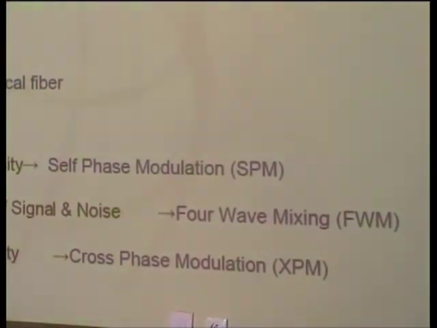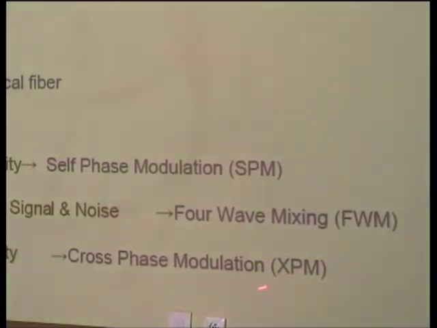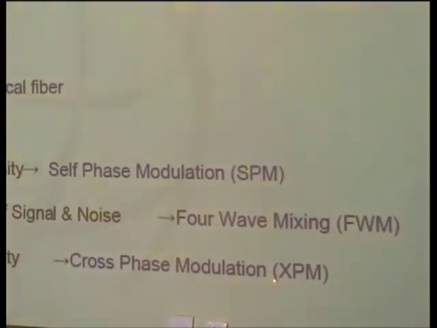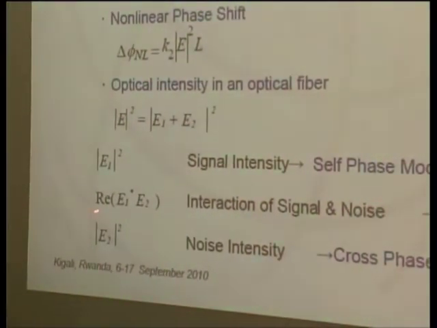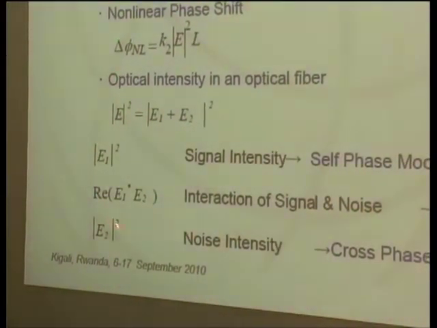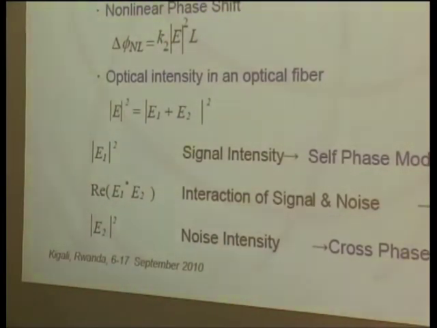So I describe here noise intensity. This means the cross-phase modulation. In many cases, cross-phase modulation refers to the phase modulation caused by the other signal channels in WDM transmission systems. The other signal channels' changes will cause phase modulation to the signal you want.